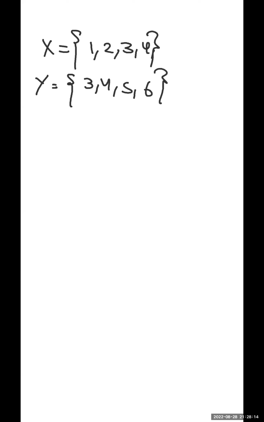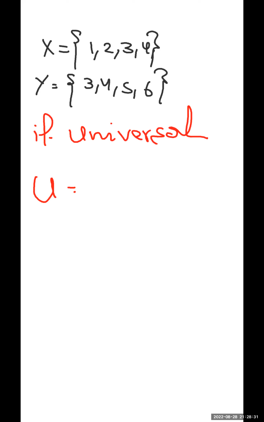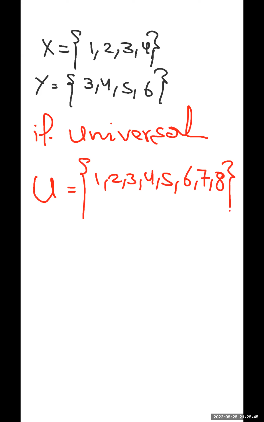We finished that point about the intersection, union and difference, correct? Correct. Okay, so next, the universal set, which we denote by the letter U, will equal all elements inside these two sets in addition to more elements like 1, 2, 3, 4, 5, 6, maybe 7, 8, and so on. So if this is the universal set, we can get X complement.